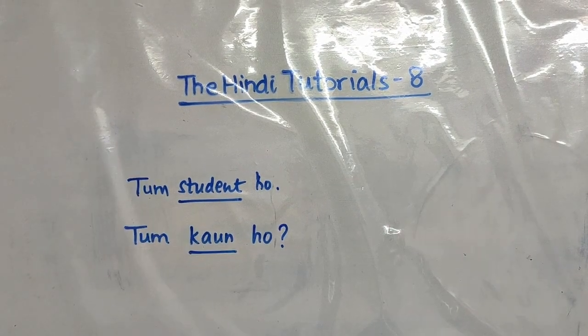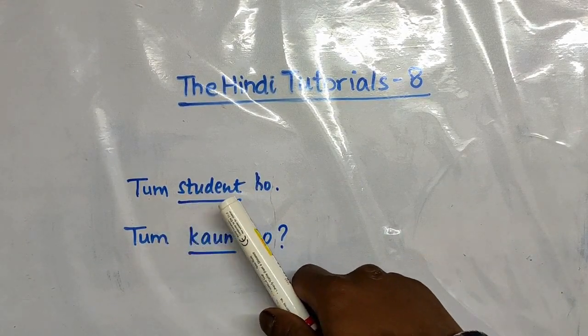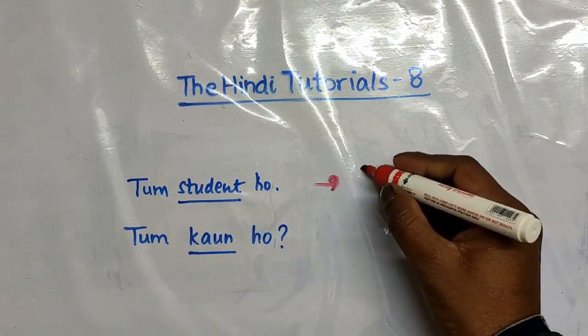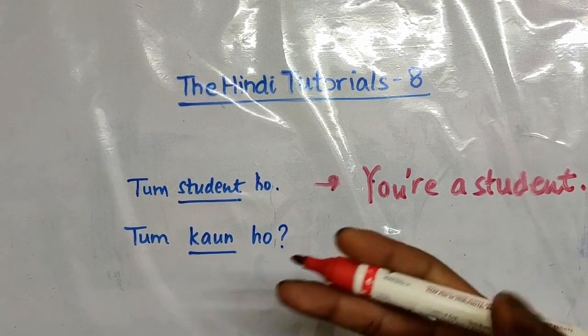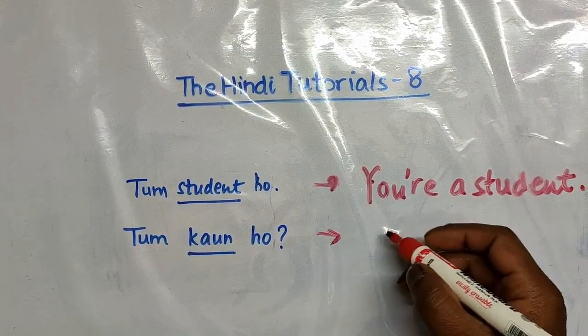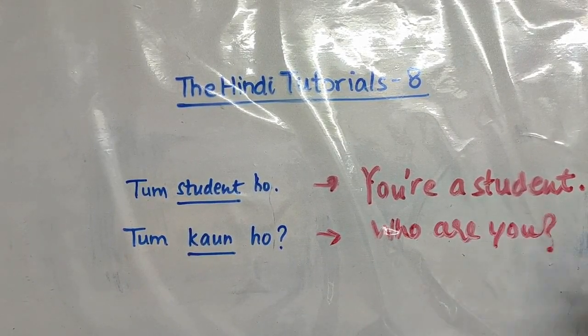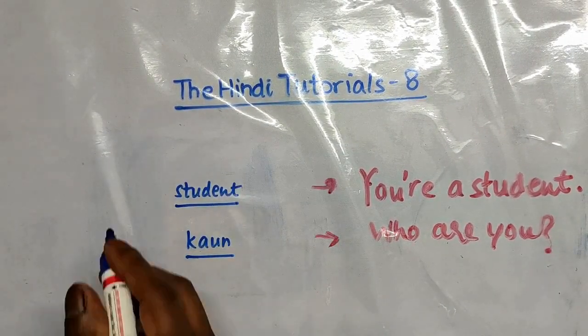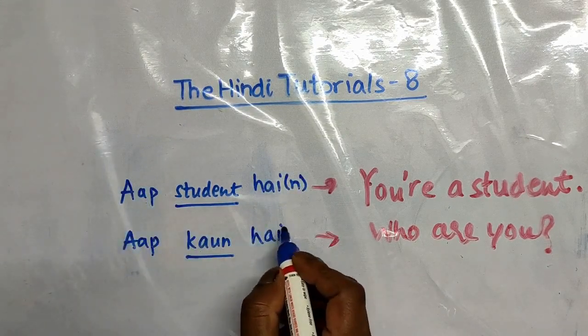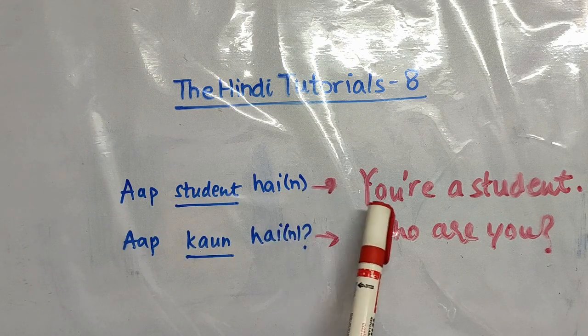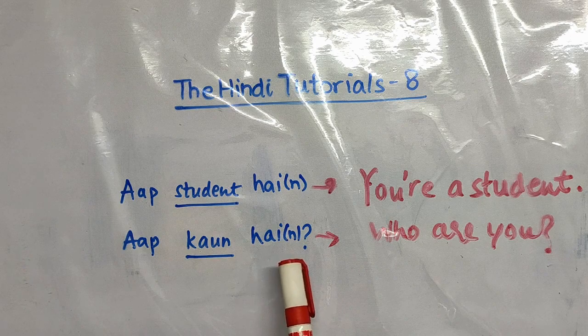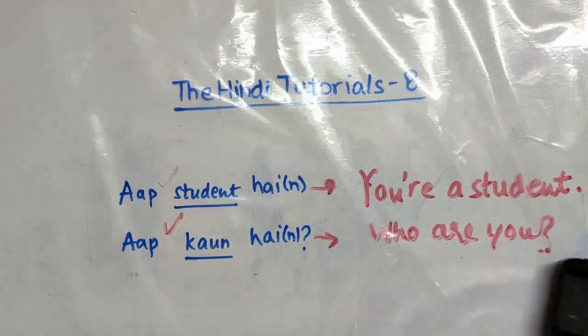Going to the next word, तुम student हो would be you are a student. तुम कौन हो? Who are you? Similarly, आप student हैं means you are a student. आप कौन हैं would mean who are you? Who are you? आप कौन हैं?